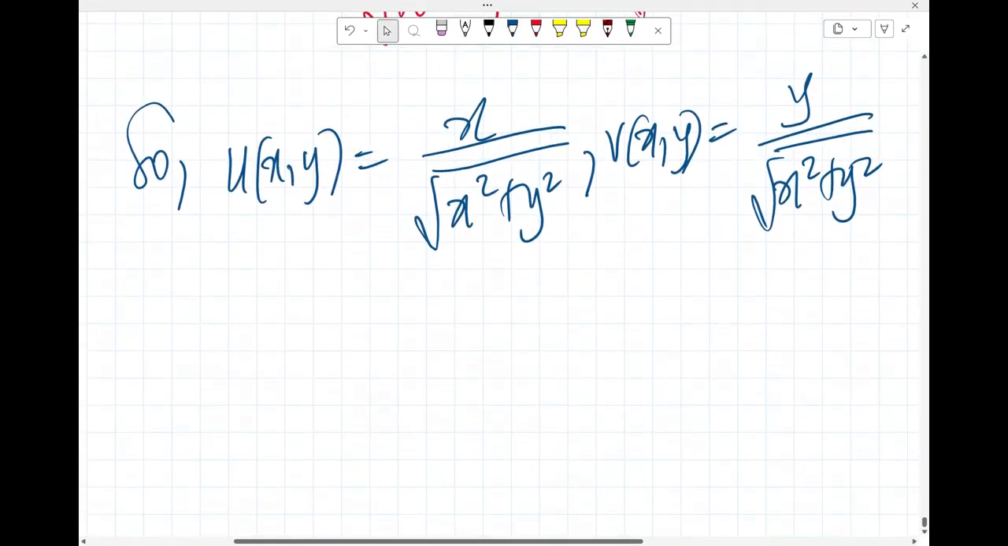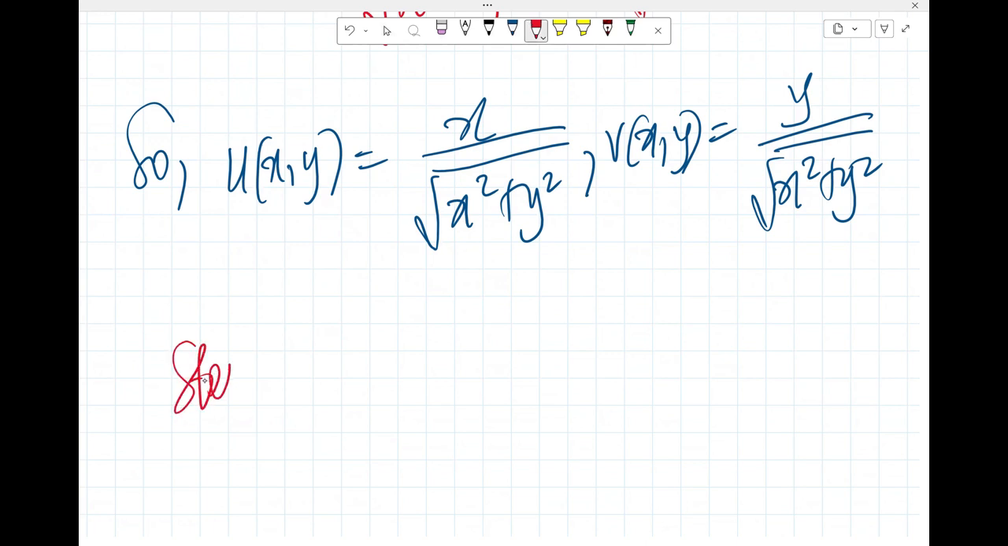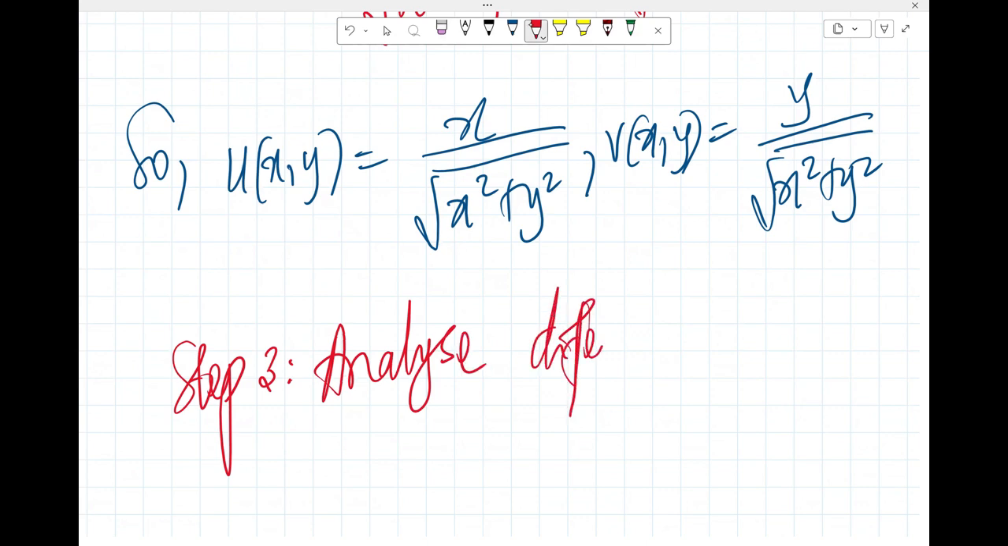So with that in place, we can then go ahead and analyze differentiability. So that's step 3 now. Step 3, analyze differentiability.